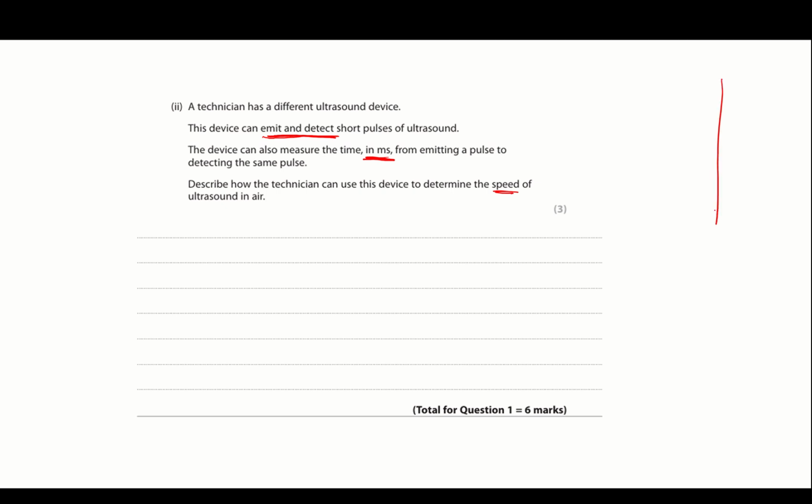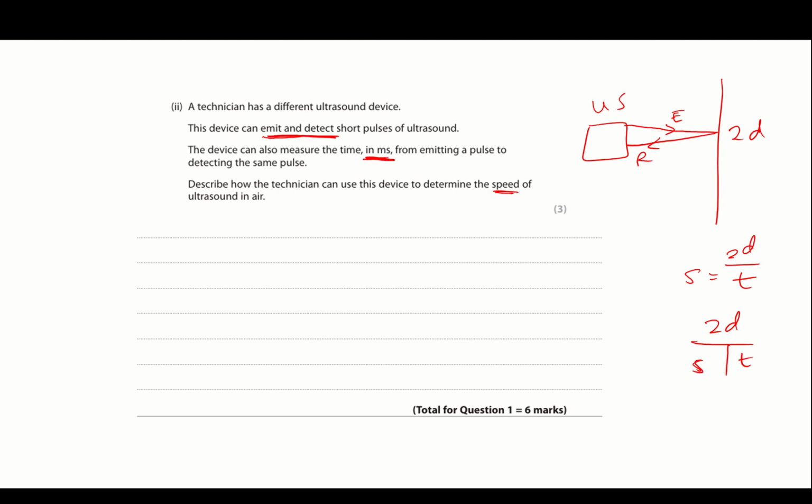So what do we know? Well, if that's a surface, and here's our ultrasound, it's going to emit it. I'll put an E on that. It's then going to transmit through the air or whatever medium we've got, and then we're going to receive it. So the receiver will pick it up. So we know that it's 2 lots of the distance. We know that speed equals 2 lots of the distance divided by time.